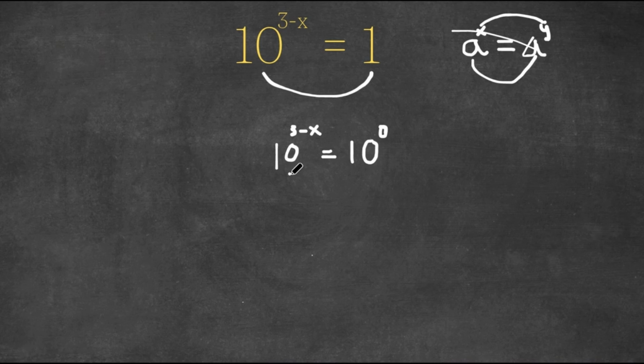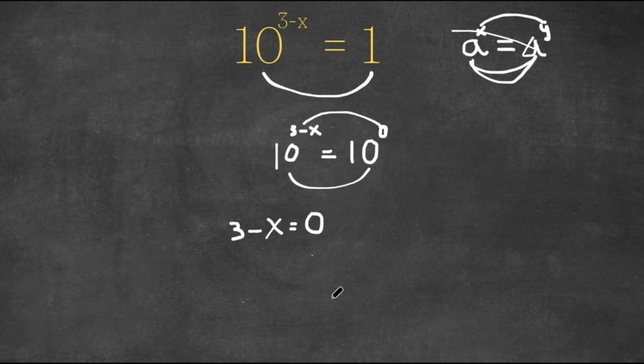Now notice how these two bases are the same, just like this one. And think of 3 minus x as x, and the 0 as y. Because these two bases are the same, then that means that these two exponents are the same as well. So we can just ignore the bases for now and just set 3 minus x equal to 0. And now, as you can see, we've created a simple equation using our method.